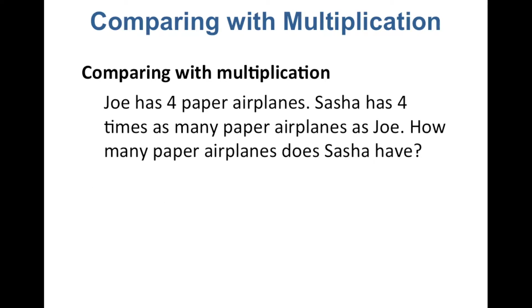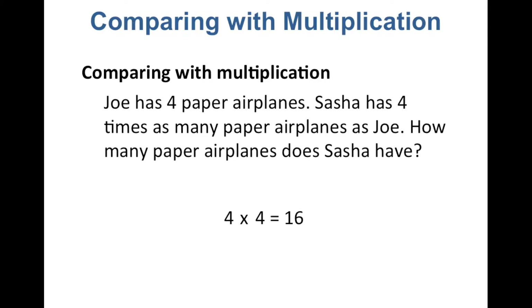So let's work on this problem. We're going to start with the number of paper airplanes Joe has. We know he has 4 paper airplanes, and now the question is asking us to solve what is 4 times as many as 4. So we'd be multiplying that 4 times 4. We'd do our math and we'd figure out the answer was 16.